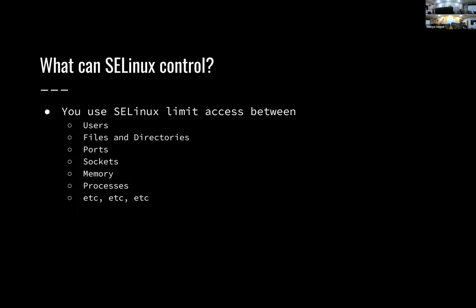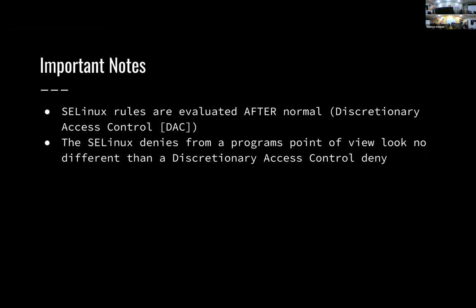What kinds of control? Pretty much anything: users, files, directories, ports, sockets, memory, processes. So, for example, if you have some process that's trying to JIT memory, it can stop you from executing memory. There was a bug with RabbitMQ, where it was trying to do some JIT things, and SELinux was saying no. This is a bug.